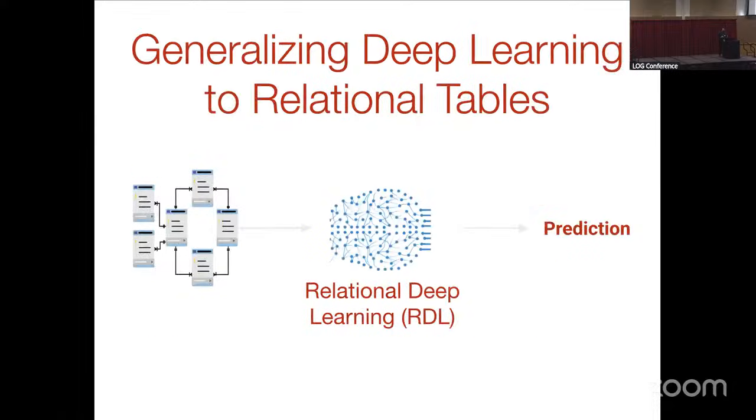So overall, we want to generalize deep learning to relational databases. And this machine learning paradigm, we will call it relational deep learning, and we will abbreviate it by RDL. So the idea is that we have the raw data, tables plus primary foreign keys, and we want to have a machine learning model that operates directly on the data to make predictions.